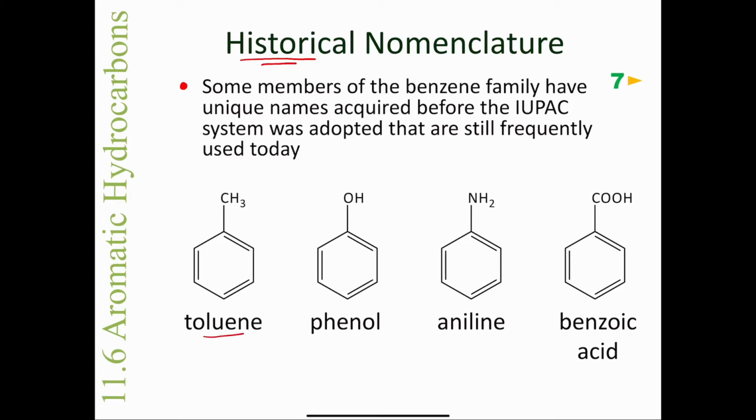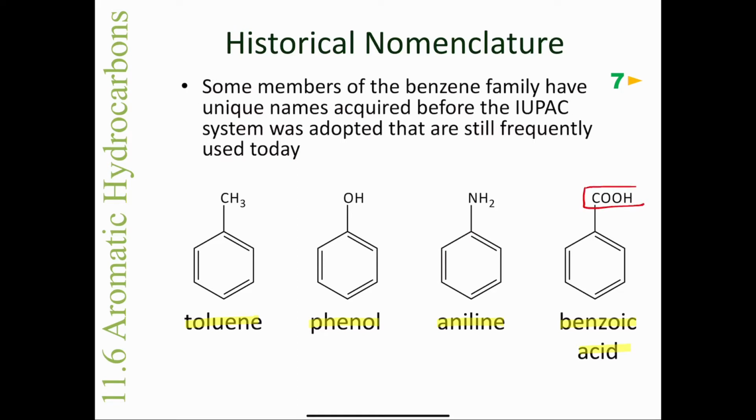and you have to have that name memorized. And so instead of calling it methylbenzene, we call it toluene. If I have a hydroxyl or an alcohol directly attached to my benzene ring, I call this phenol. If I have an amino group attached to my benzene ring, I call this aniline. And if I have a carboxylic acid directly attached to my benzene ring, I get a carboxylic acid that is called benzoic acid.